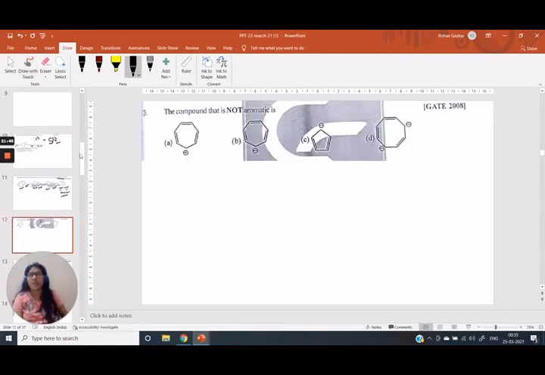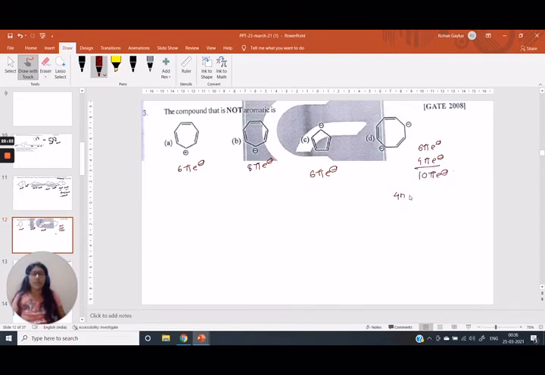Now we can see the next question. The question is, the compound that is not aromatic. This is the question. Now we can see the solution. Here, how many pi electrons? 6 pi electrons. Here this 6 plus 2 electrons, 8 pi electrons. Here 6 pi electrons. Here these 3 pi bonds, that is 6 pi electrons, and these 2 negative charges, that is 4 pi electrons, total 10 pi electrons.